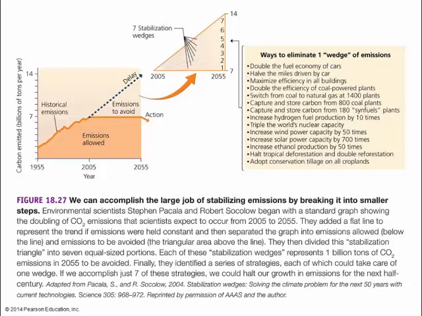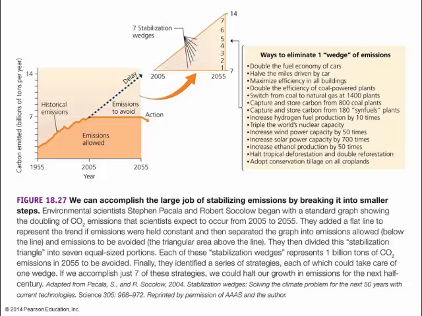Switch from coal to natural gas at 1,400 plants. Natural gas burns cleaner than coal. Capture and store carbon from 800 coal plants. This is referred to as carbon capture and carbon storage, or carbon sequestration. Carbon capture consists of capturing CO2 emissions, converting the gas to a liquid, and then sequestering it, that is, storing the liquid in the ocean or in underground geological formations.